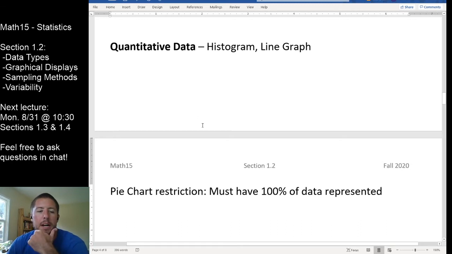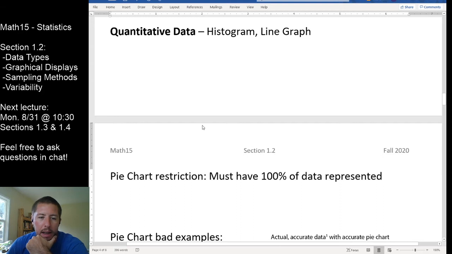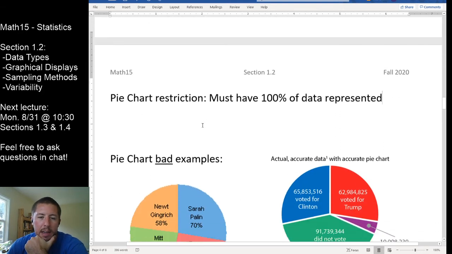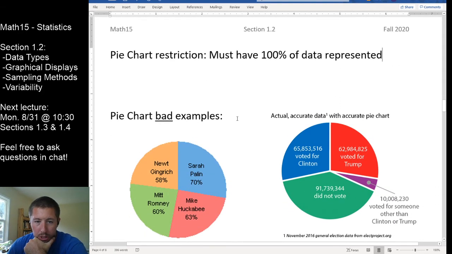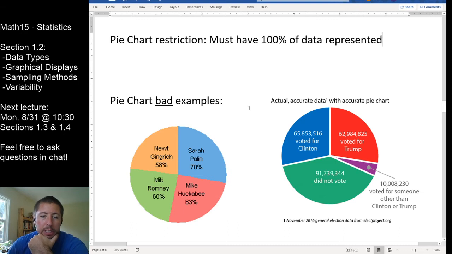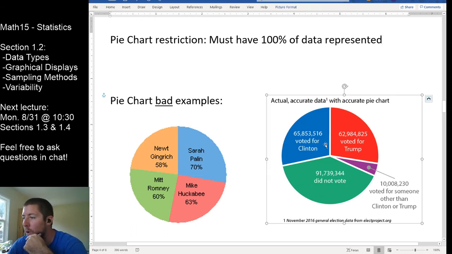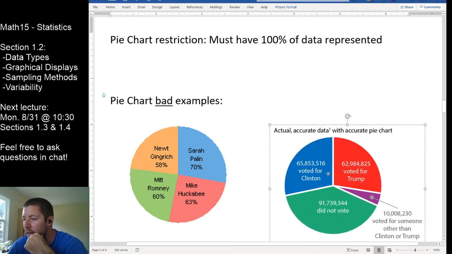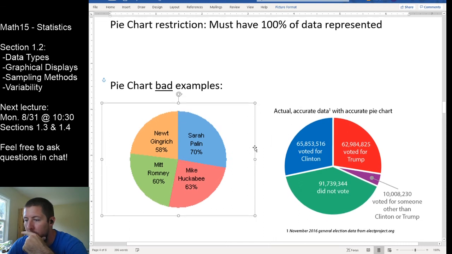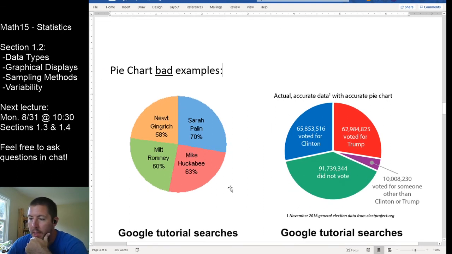So I'm going to show you some bad pie charts right now. All these are bad. Some of these are technically okay, but they're all bad. So this first pie chart, I don't even know what it's trying to tell me. On the left are Newt Gingrich, Sarah Palin, Mitt Romney, Mike Huckabee. Maybe this is some favorability poll. This doesn't make any sense. These numbers don't add up to 100%. I'm looking at one whole what?